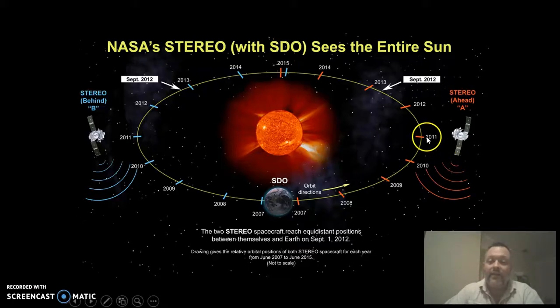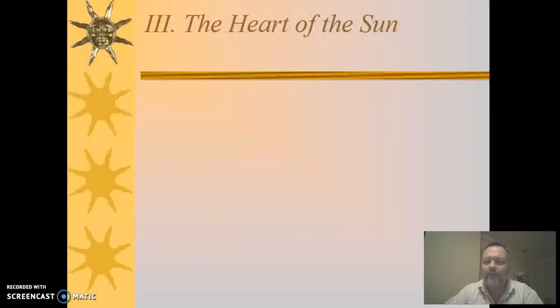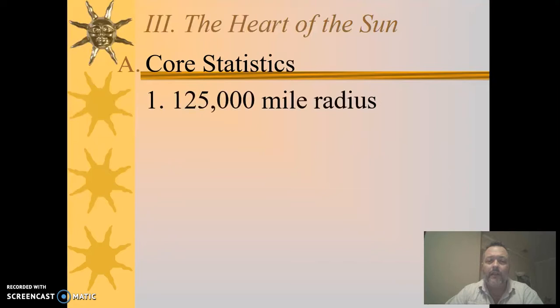And then look at this. Stereo, those spacecraft actually travel with the Earth, one in front and one trailing the Earth, I assume at Lagrange points as well. So, like I mentioned, they can work in tandem and actually take 3D pictures and stuff like that of our sun. So let's talk about the inside of the sun here for just a moment.